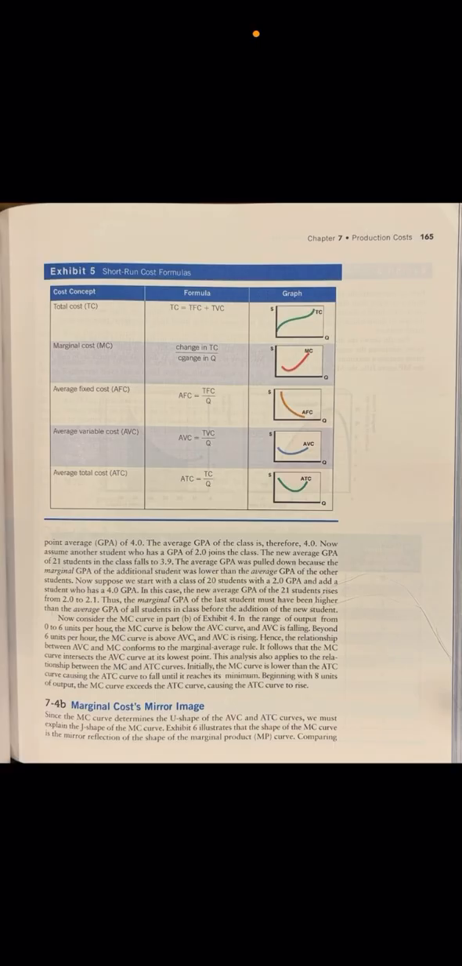7-4B. Marginal cost mirror image. Since the MC curve determines the shape of the AVC curve and the ATC curve, we must explain the J shape of the MC curve. Exhibit 6 illustrates that the shape of the MC curve is the mirror reflection of the shape of the marginal product, MP, curve.